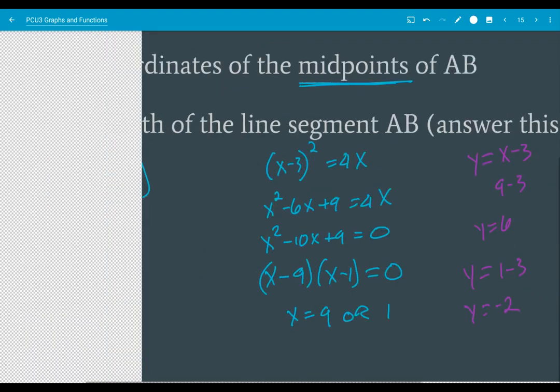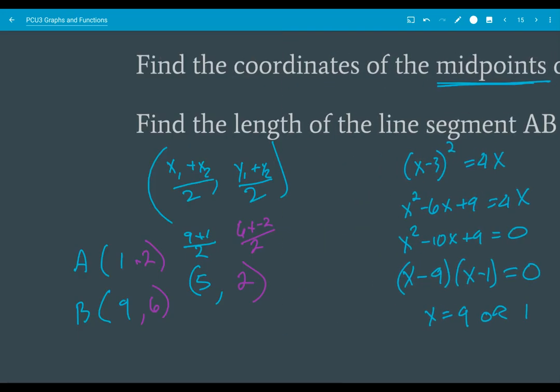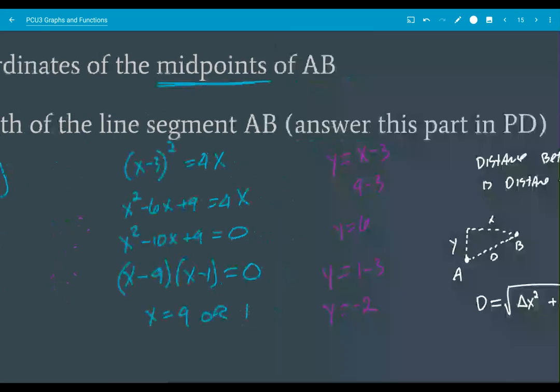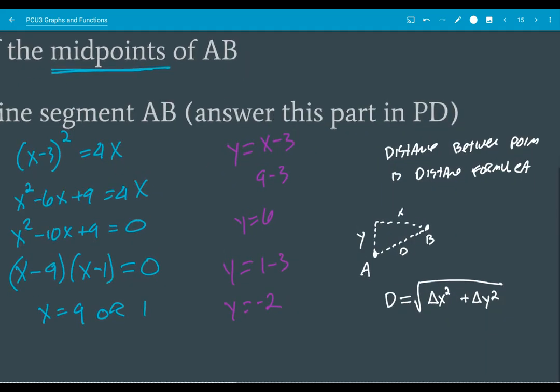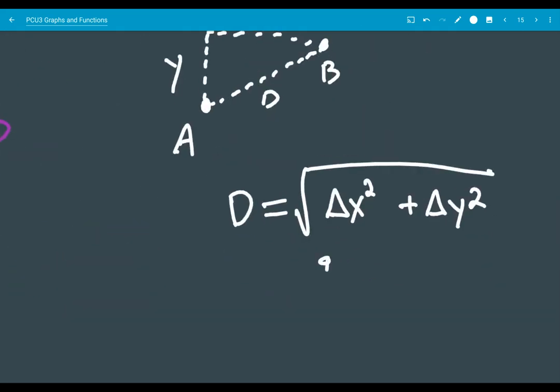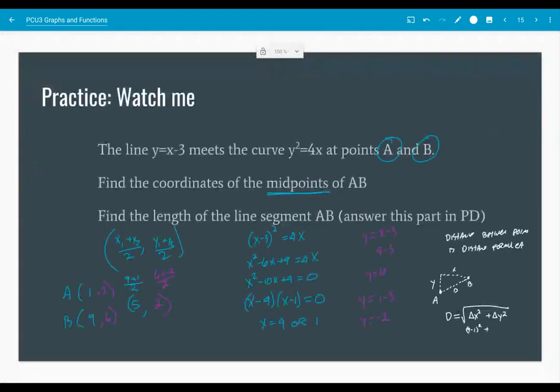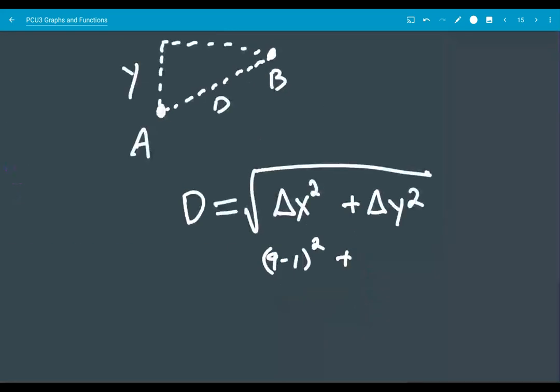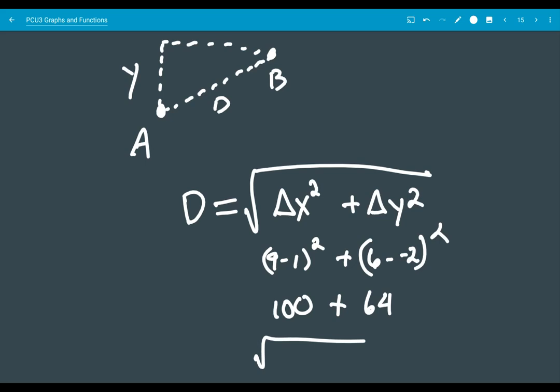So if we look at our example here, our x goes from 1 to 9. So it's going to be 9 minus 1 squared plus, we go back over, 6 minus negative 2 squared. So this is going to be 100 plus 64. So your distance is the square root of 164.